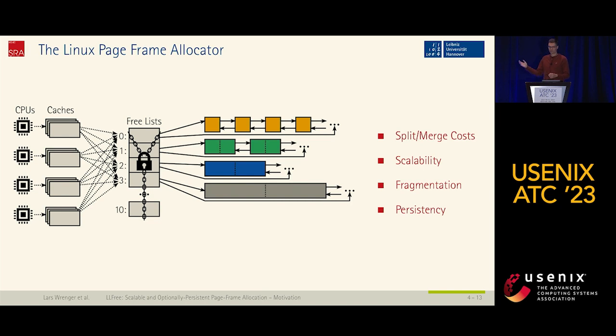So all of these problems are deeply related to the core design of the page frame allocator of Linux, and they cannot be solved one by one. Instead, we have to rethink the allocator design from the beginning to solve all of these problems. And this is exactly what we did in our paper. We designed a new page frame allocator with the focus to tackle all of these problems.